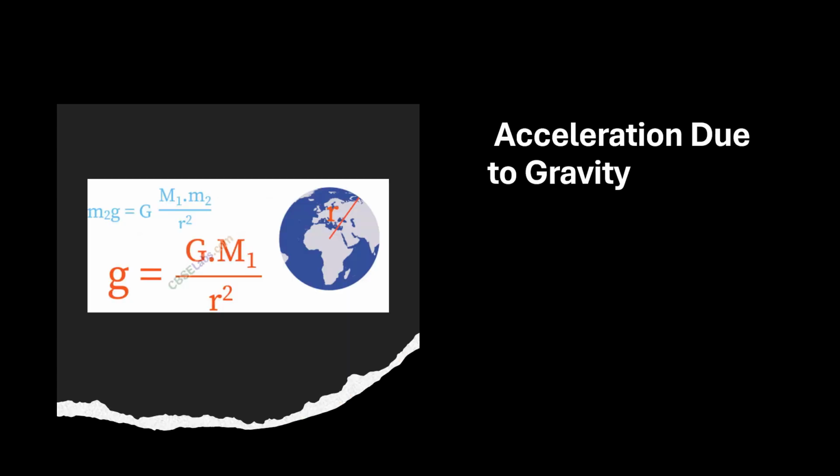Acceleration due to gravity. The acceleration produced in a body on account of the force of gravity is known as acceleration due to gravity. It is usually denoted by g. It is always towards the center of Earth. If a body of mass m is lying on the surface of the Earth, the gravitational force acting on the body is given by m2g equals G m1 m2 by r square.